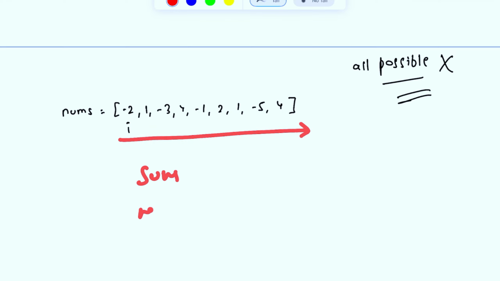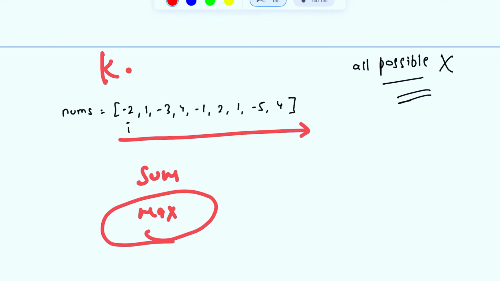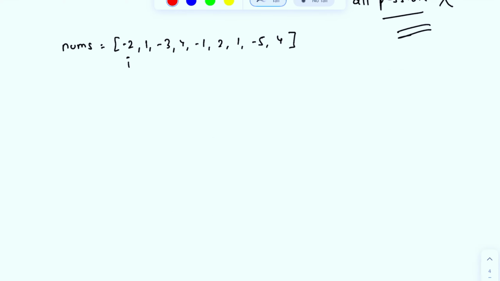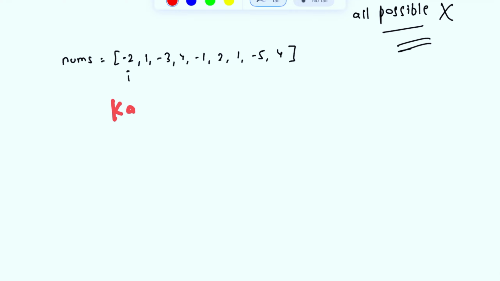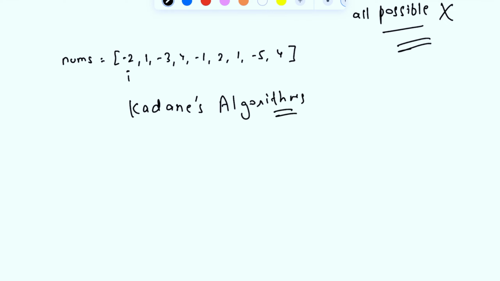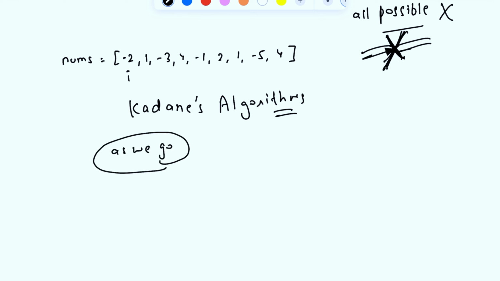First we need sum, and then we need max. The approach that I am telling you is Kadane's algorithm. So the story is, we are going to use Kadane's algorithm here. The concept of Kadane's algorithm is, instead of generating all possible subarrays, we build the solution as we go. As we are traversing the array, we will be building our solution of finding the maximum sum.